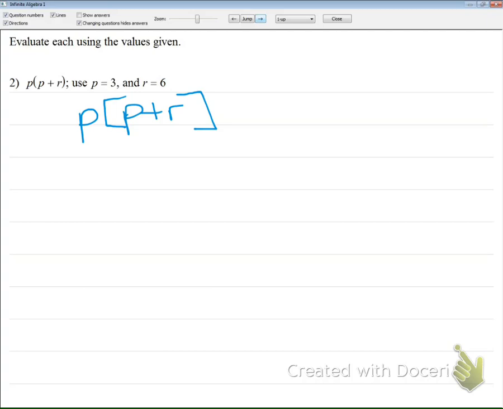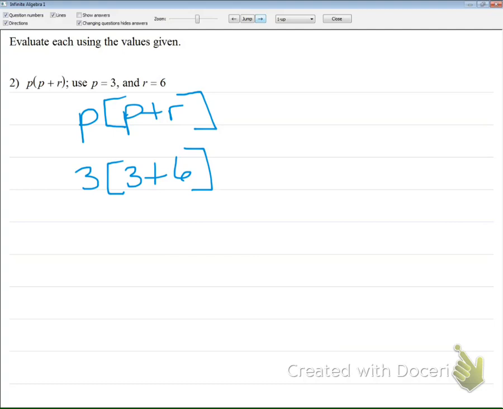Okay. Now looking at our variables, do we have any negative variables? Not this time. So this is going to be pretty nice. We can just replace all of our variables. So P is equal to 3, P is equal to 3, and R is equal to 6.